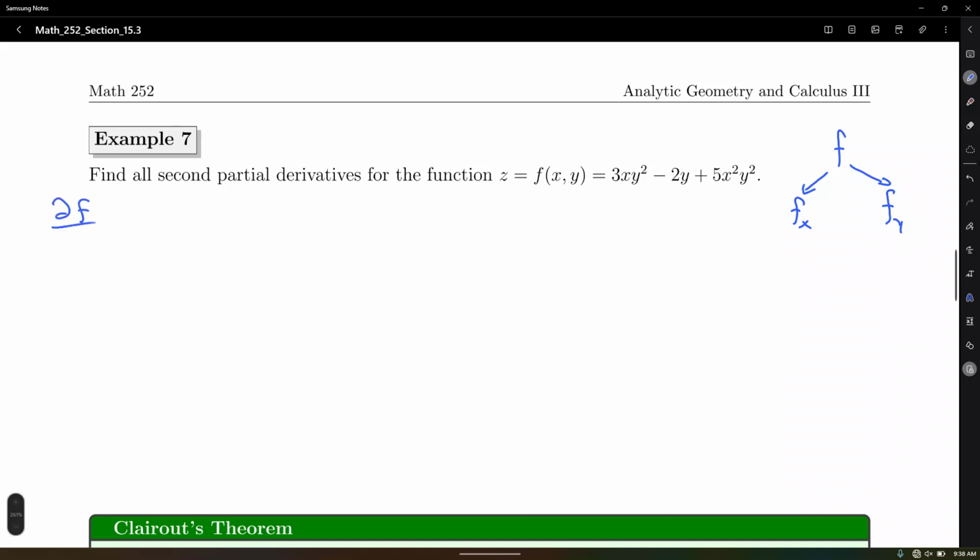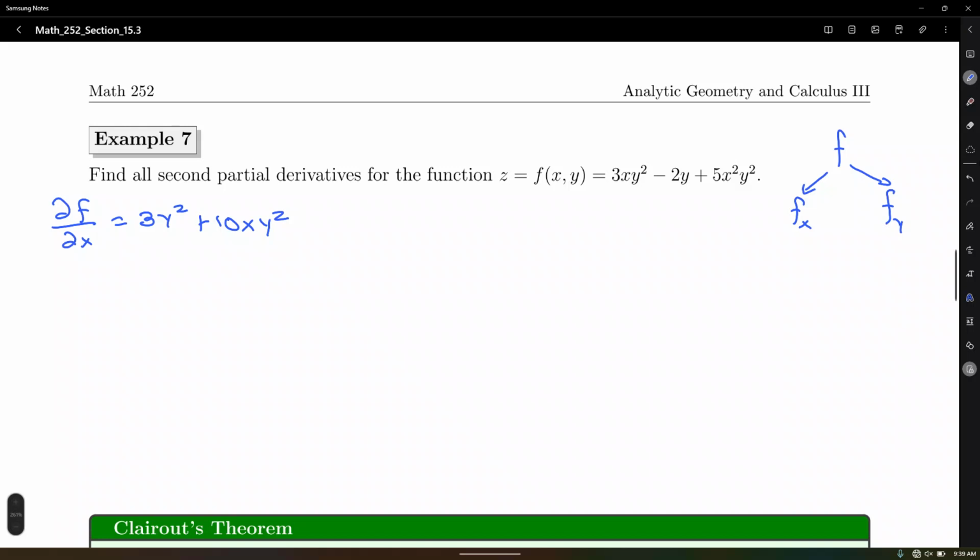That is the first partial with respect to x. Okay. The derivative here of 3x, that's just 3 times the constant y squared, that's 3y squared. Oh, the derivative of negative 2y with respect to x, since we're differentiating with respect to x, y is constant, the derivative of a constant is 0. For the last term, the derivative of 5x squared y squared, we're differentiating with respect to x, that is 2x times 5, that's 10x times y squared, that is 10xy squared. So that's the first partial.